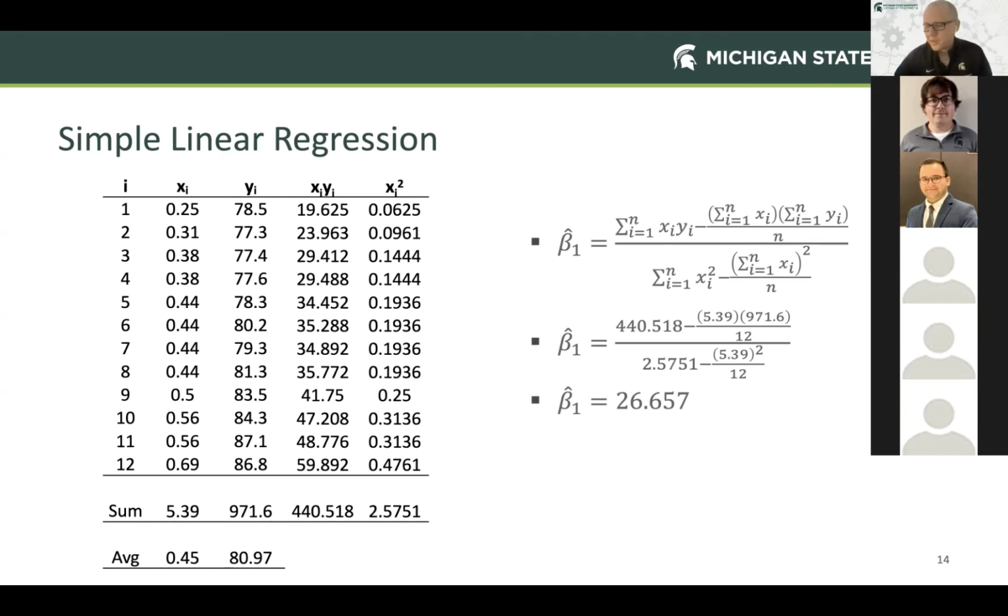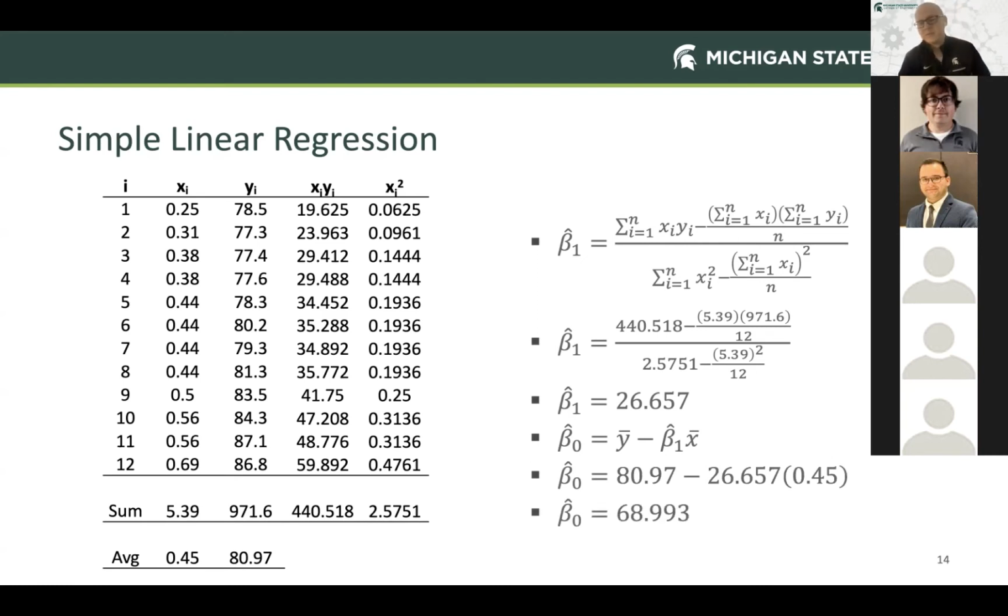Okay, so I started going on that long tangent in part because it's going to set up a very quick demonstration on the subsequent slides. But in any case, we have our slope term, and since we have our slope, we can then estimate our intercept as well. The intercept is just going to be equal to our mean noise level, which in this case is 80.97, minus the slope, which we had just estimated at 26.657, times our corresponding mean rumble strip depth of 0.45 inches. We work through those calculations and find that our intercept in this case is 68.993 decibels.